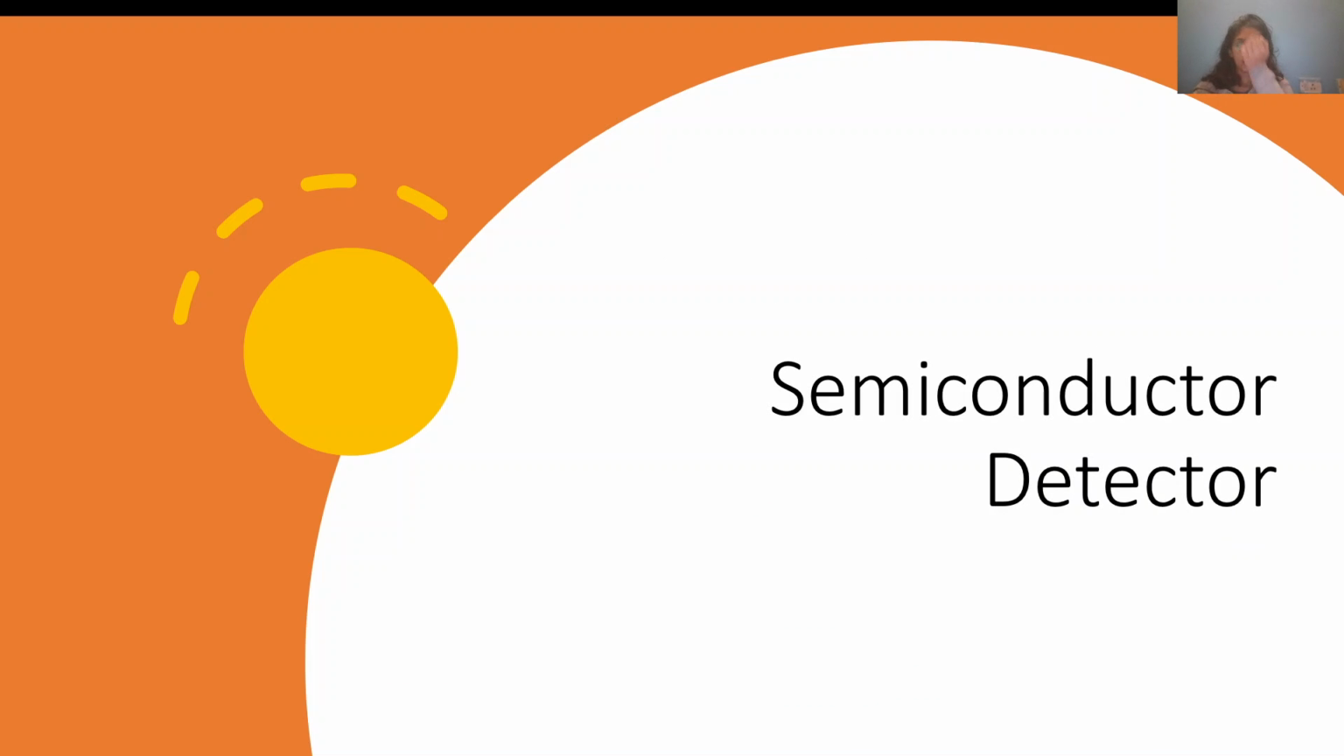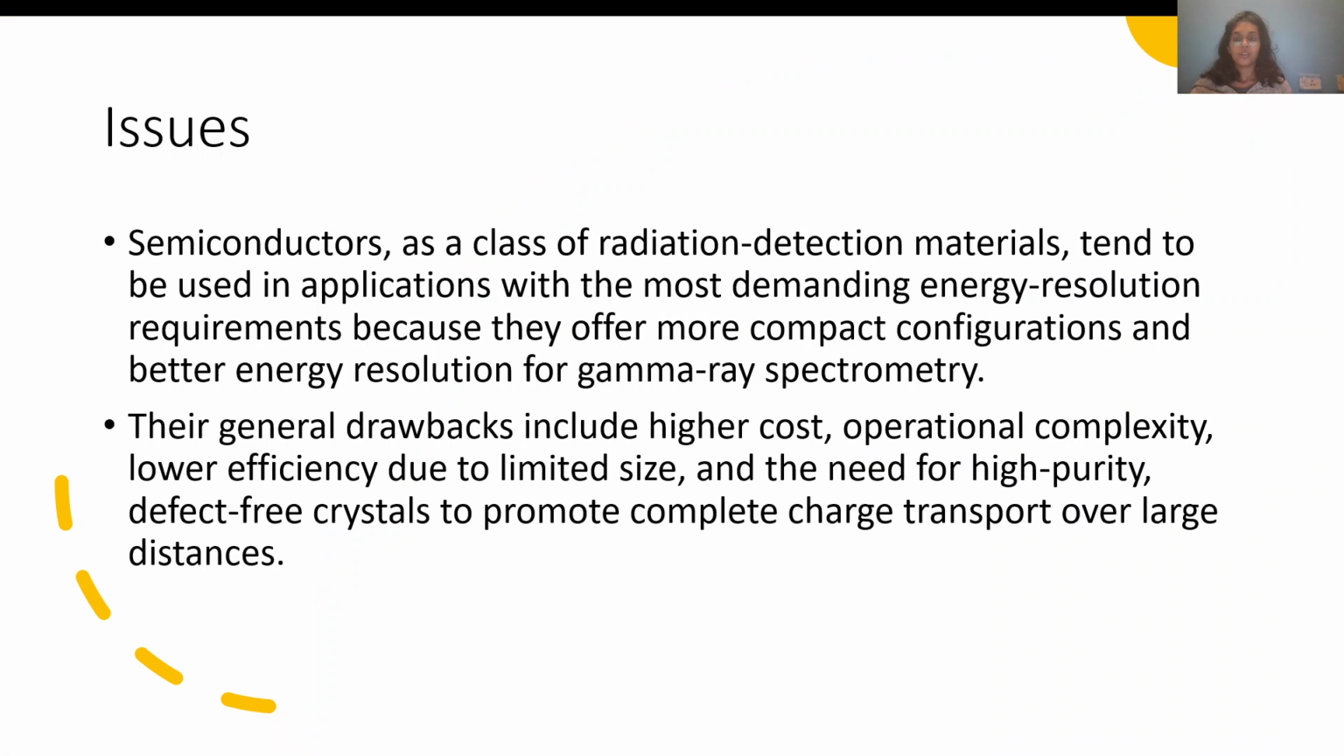Next, we will discuss the first detector, which is the semiconductor detector. Let's talk about the issues which are faced by this. Semiconductors as a class of radiation detection materials tend to be used in applications with the most demanding energy resolution requirements because they offer more compact configurations and better energy resolution for gamma ray spectroscopy.